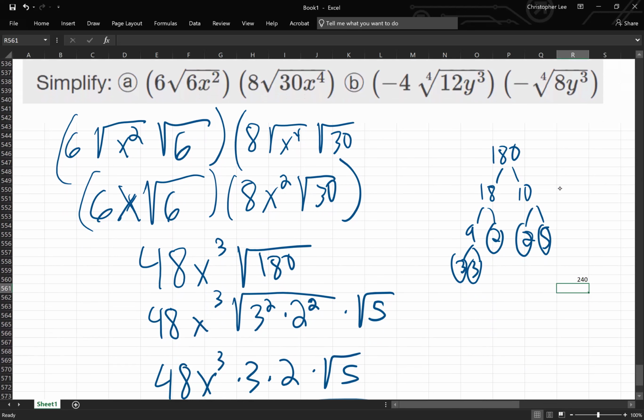The idea here, numbers with numbers, right? Radicals with radicals. If you can simplify the radical first, then multiply it.